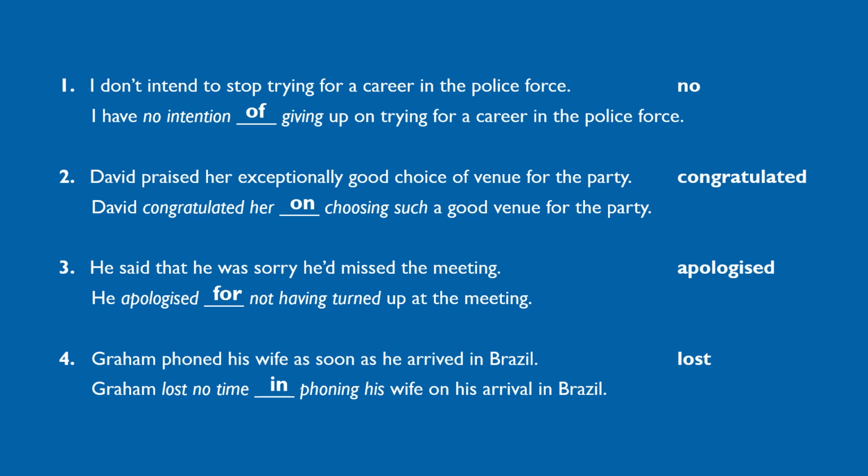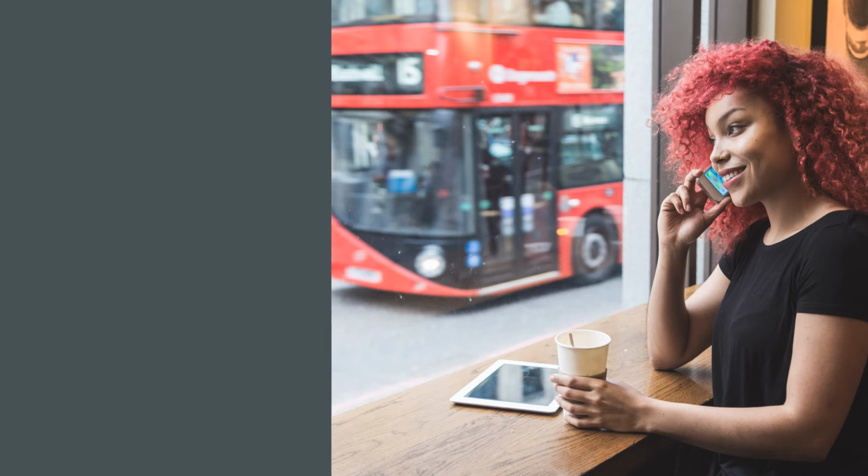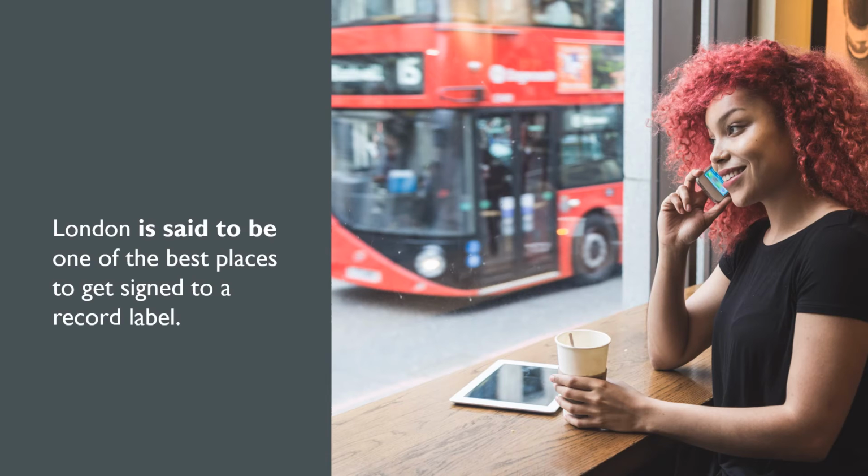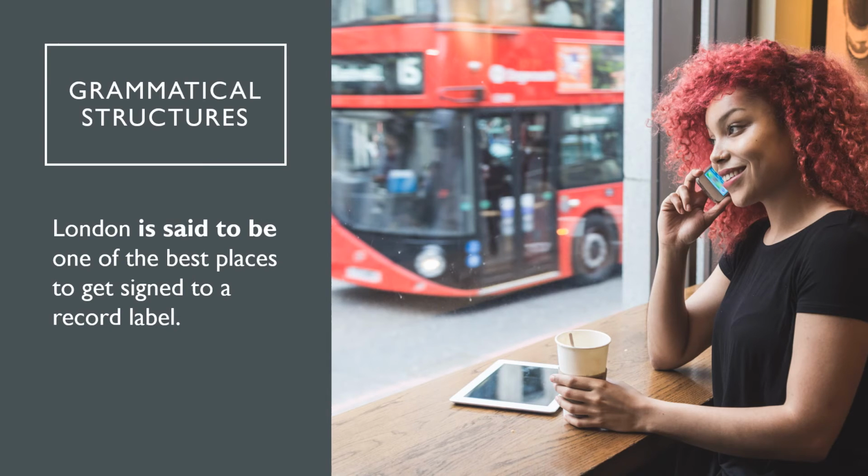Okay, so now let's move on and look at something else that you're being tested on in Part 4. This is Carla. She's a singer-songwriter. She moved to London from her home in Ireland last year. She wanted to move because London is said to be one of the best places to get signed to a record label. Did you notice that this sentence uses the passive voice? The passive voice is just one of the grammatical structures that you'll need a good knowledge of in Part 4.